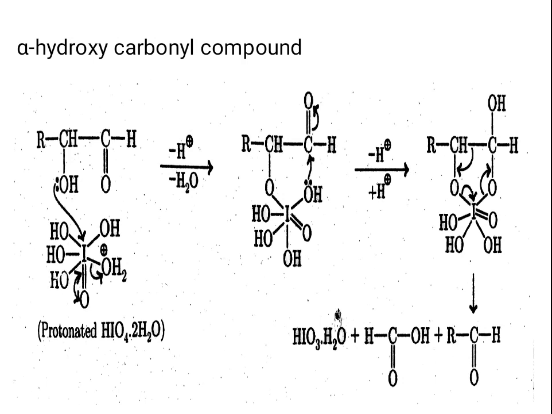This is in the case of an alpha hydroxy carbonyl compound. In the case of alpha hydroxy, this hydroxyl group will attack the iodine first, and then this water will be eliminated. Then after that, this OH will attack this carbonyl group, and after that this C-C bond will be broken. So finally you will get an acid and an aldehyde.